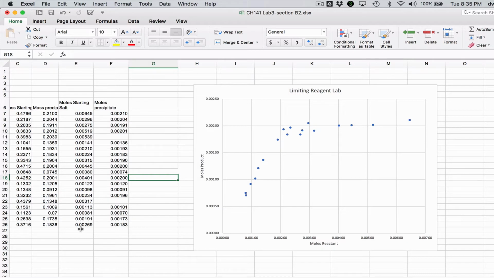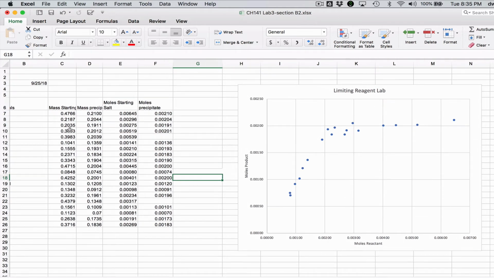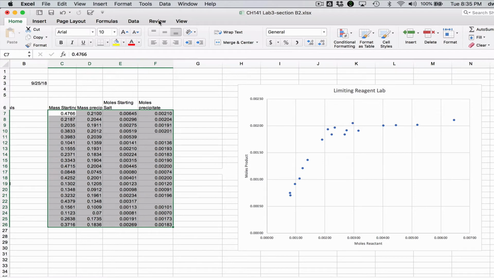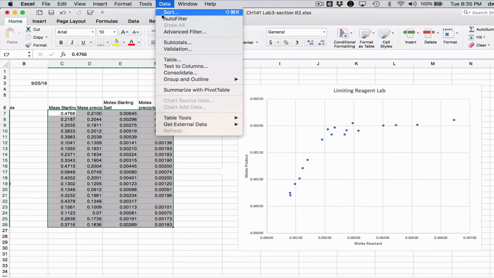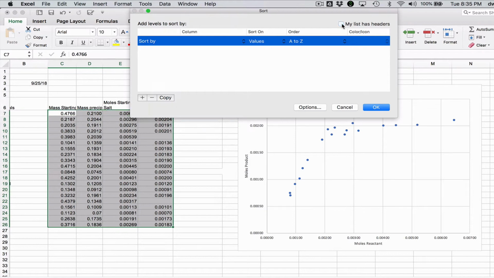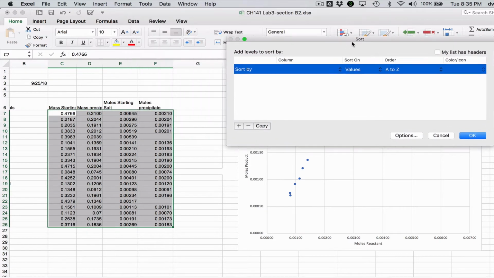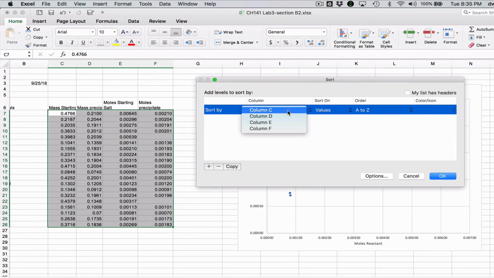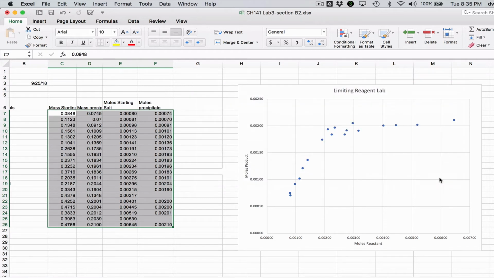All right, so my approach is going to be twofold. One, I'm going to sort the data, and two, I'm going to segregate the data, and that will allow me to make the plot. All right, so here we go. I'm going to grab a data set. I'm going to go to Data, Sort. I'm going to tell it that my list does not have headers, and I would like to sort on column E. I would like them to go from smallest to largest, and I hit OK.